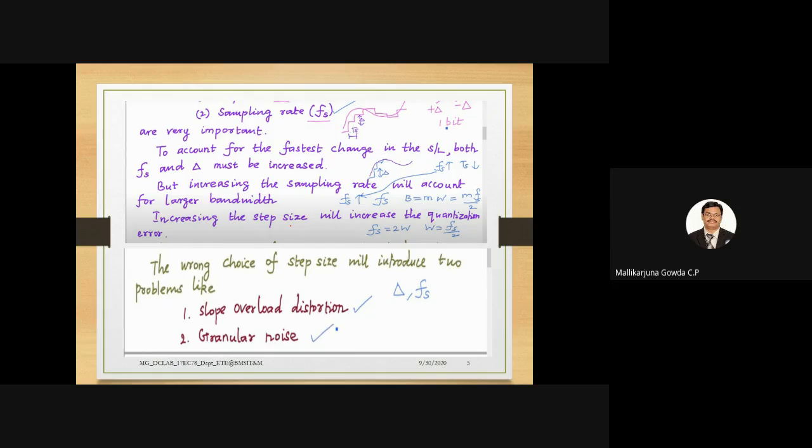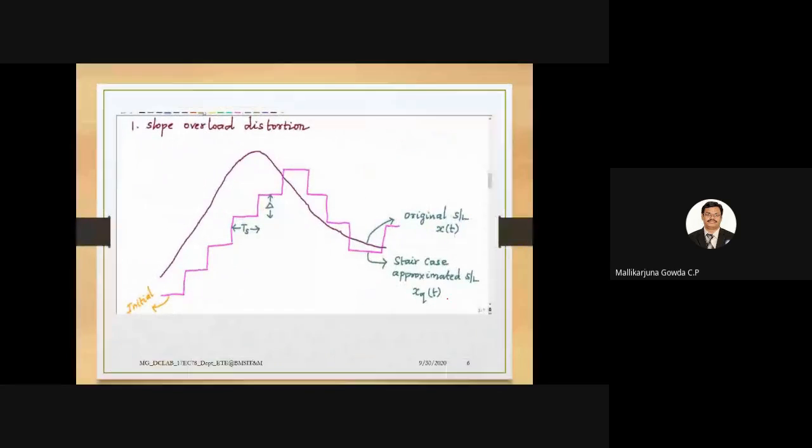So the wrong choice of the step size leads to two problems in delta modulation. One is slope overload distortion, and the second one is granular noise. That is why choosing the value of the step size and the sampling frequency plays an important role in the case of delta modulation. Okay, I think this is what I wanted to explain.